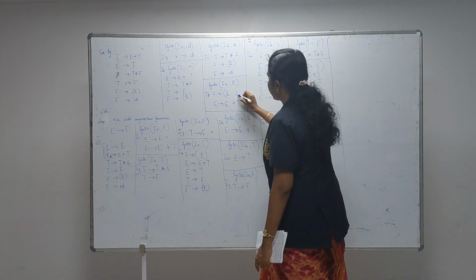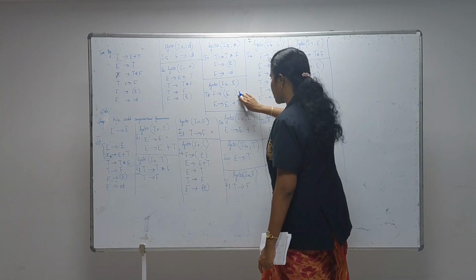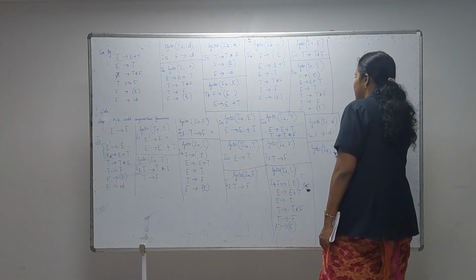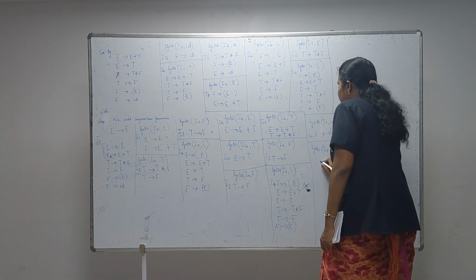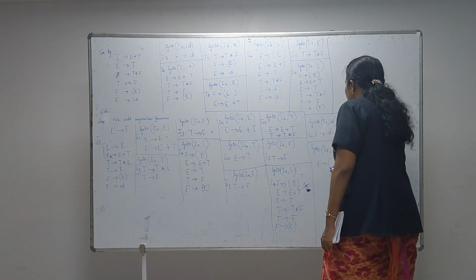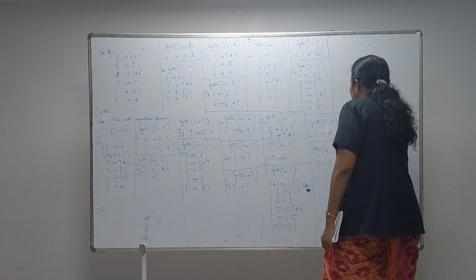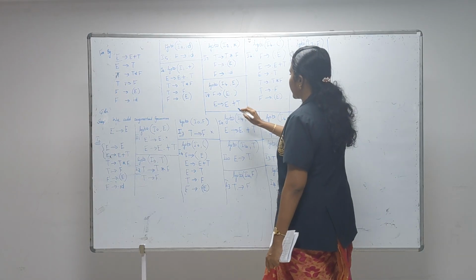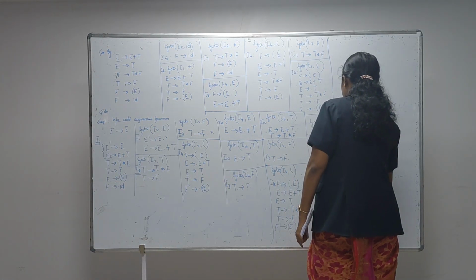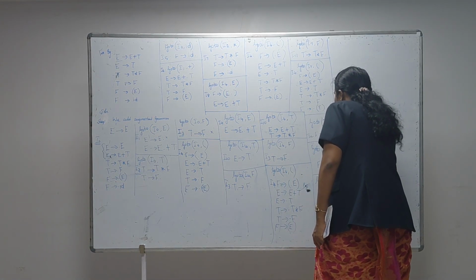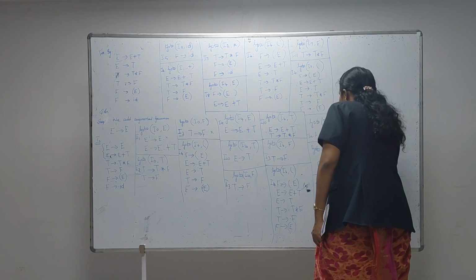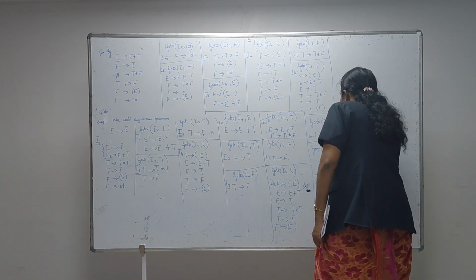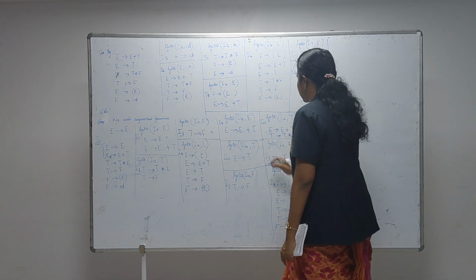Here after the dot there will be a close parenthesis, so we have to write here the close parenthesis. So F tends to open parenthesis E close parenthesis dot. It will end up here. So we have to check the next productions. Here, go to I8 comma plus.